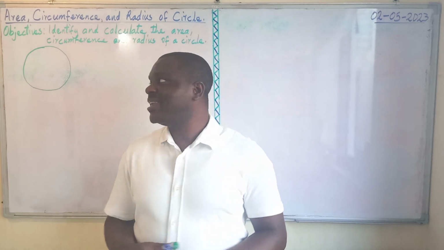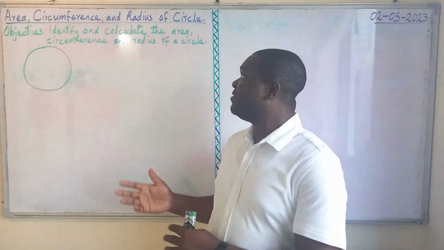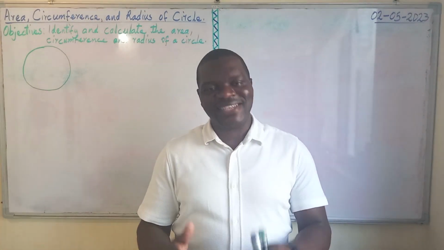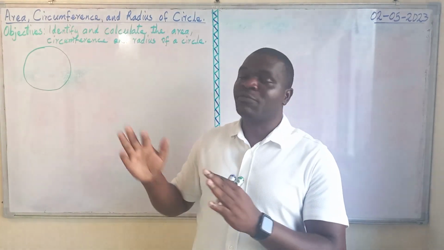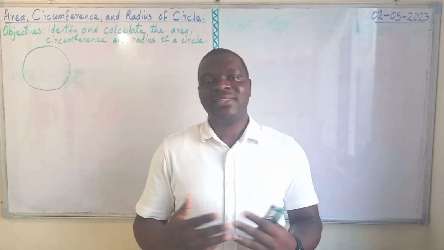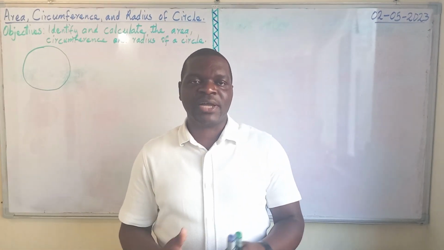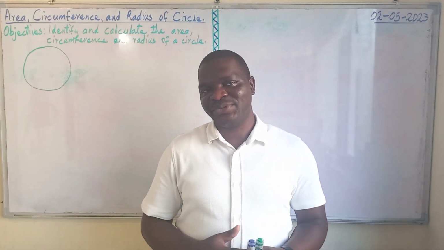And by the end of the lesson, we should be able to calculate and identify the area, circumference, as well as the radius of a circle. Without any waste of time, we'll go straight into, first of all, identifying these different aspects of a circle. Then, the A part, we are going to calculate the area. The B part, we'll find the circumference. And the C part, we are going to look at the radius.